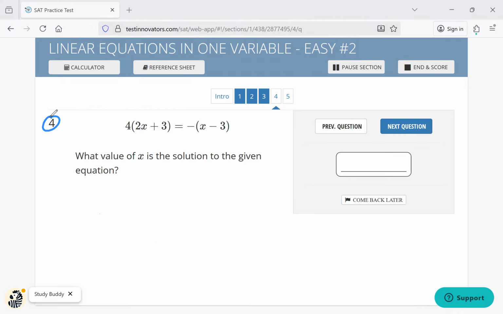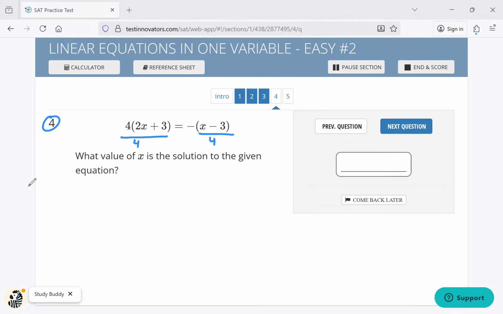Let's do question 4. What is the value of x? So they want you to solve for x. Now, unfortunately, we don't want to get rid of this 4 by dividing both sides by 4. Why not? Because if you divide both sides by 4, over here it comes out nicely, but over here you have a fraction, which is not something you want, right?